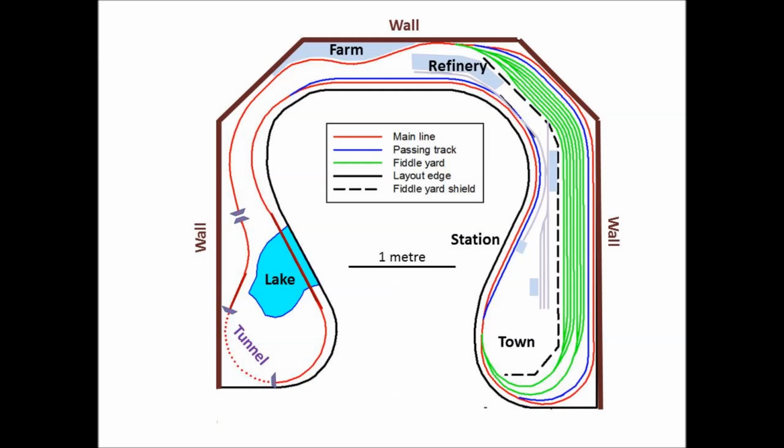Several sidings are indicated by light gray. The layout has three basic elements, namely a mountainous region along the left-hand wall, the town and station area on the right-hand side, and a transition region at its far end, which features a farm and oil refinery.